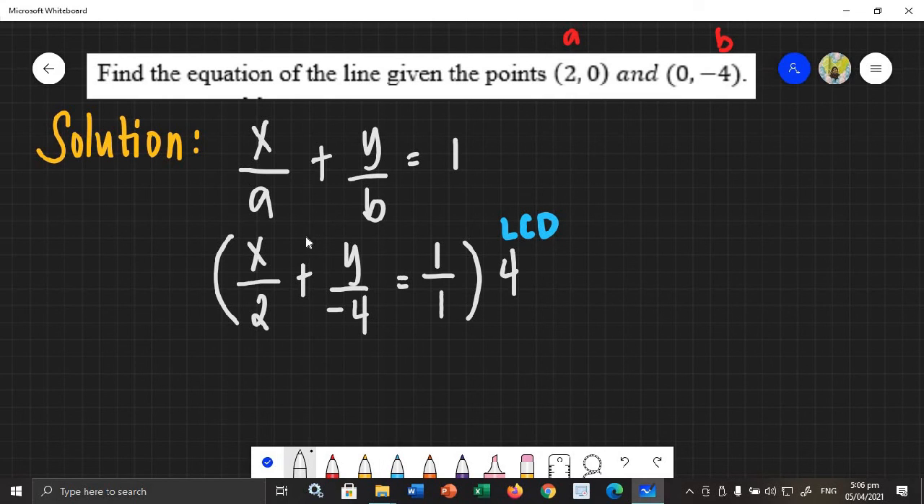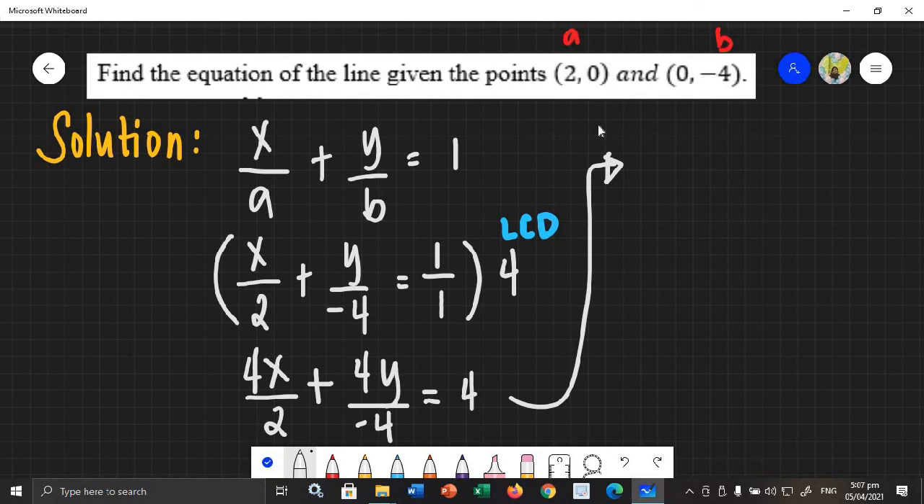Okay? So when we multiply x over 2 by 4, the answer is 4x over 2. So basically, yung numerator lang yung i-multiply natin kay LCD. Kasi yung LCD natin, that is 4 over 1. So technically, 2 times 1 is equal to 2. Copy lang natin yung denominator ng given. Then, we have plus 4 times y, that is equal to 4y over negative 4. Equals 1 times 4, that is equal to 4.